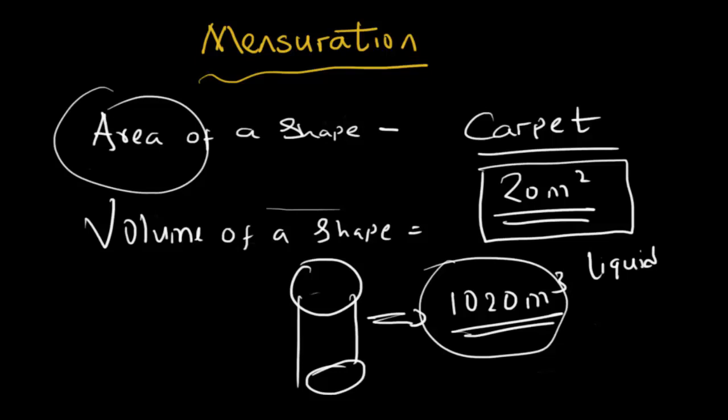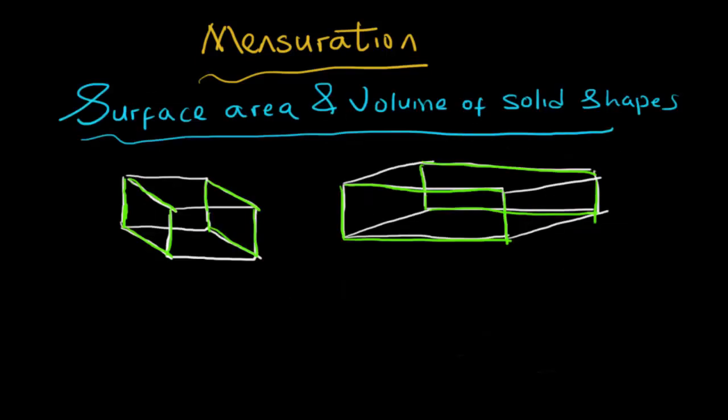Now, since you understand what area and volume mean, we are going to take what we need to know and understand in this video: surface area and volume of solid shapes. The first thing I want you to notice is that we cannot have area of solid shapes. Remember, I told you that area is basically the space occupied by a flat shape. So we can't have area of a solid shape. Instead, we can have surface area of a solid shape.